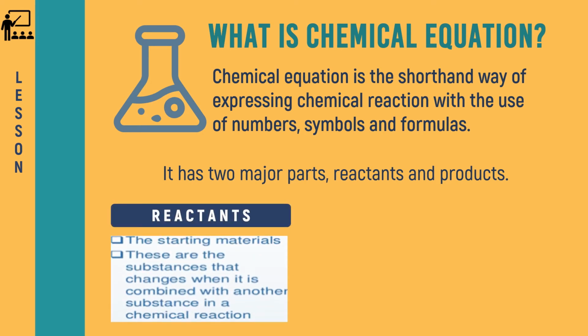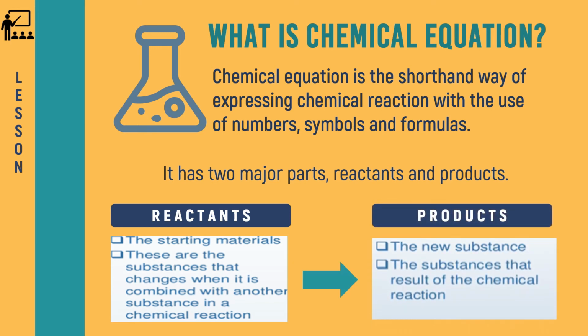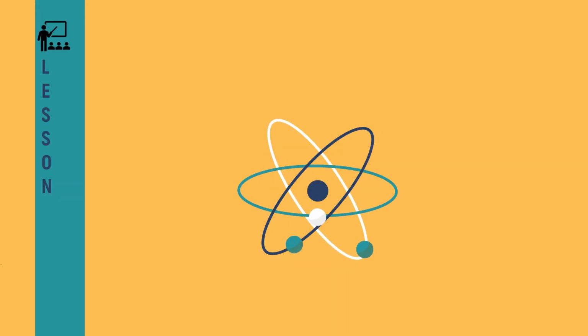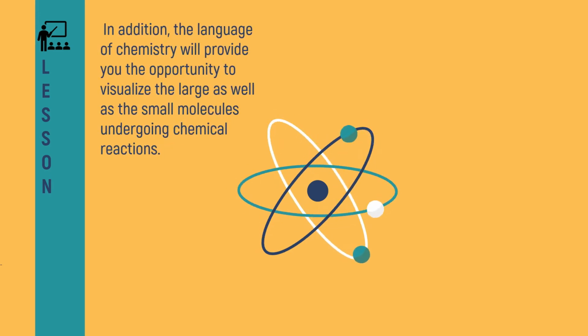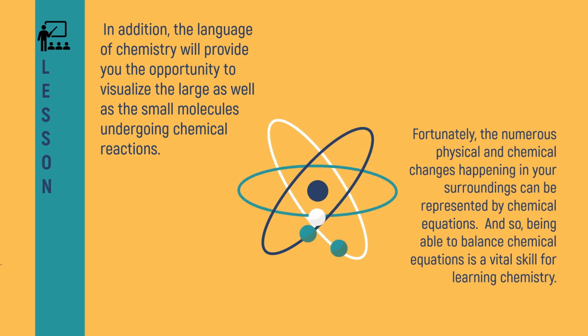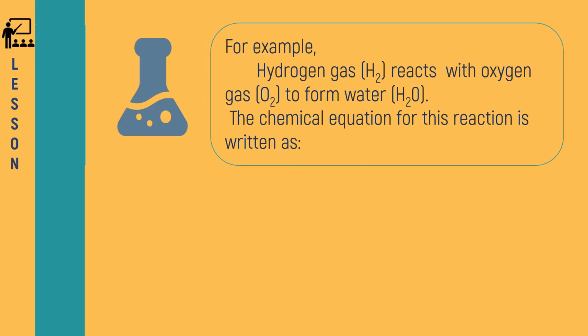Reactants are the starting materials. These are the substances that change when combined with another substance in a chemical reaction. Products are the new substances that result from the chemical reaction. For example, hydrogen gas reacts with oxygen gas to form water.